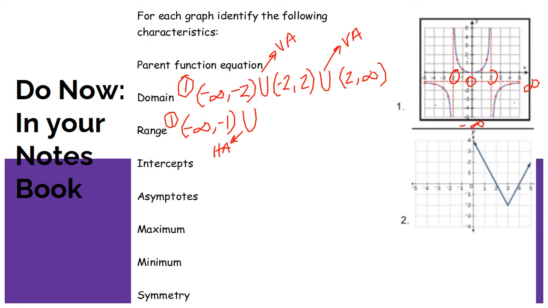That horizontal asymptote is causing me to stop. And then after -1, I continue to go. I'm going, and there's nothing else stopping my y-axis, right? There's no other horizontal asymptote, there's no break, no gap, no anything stopping my y-axis. So my y-axis is continuing on to infinity. So my range would be -infinity to -1, union -1 to infinity.